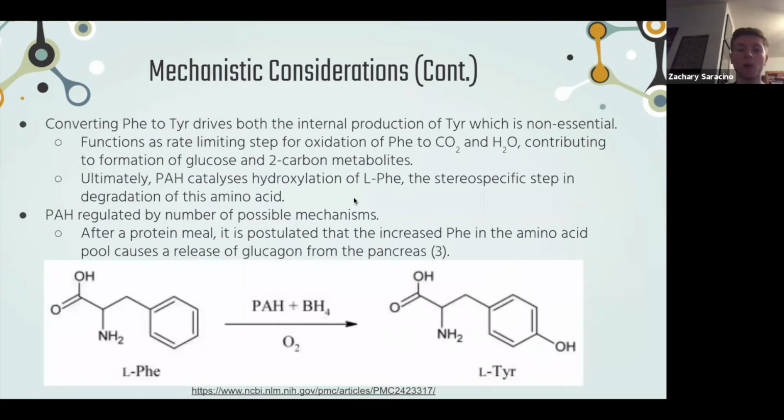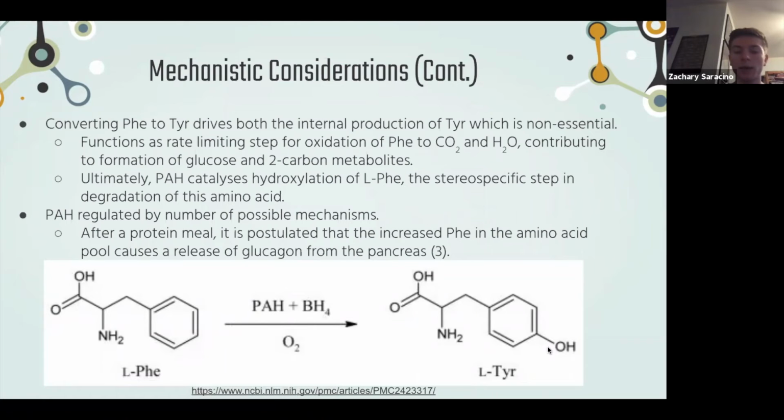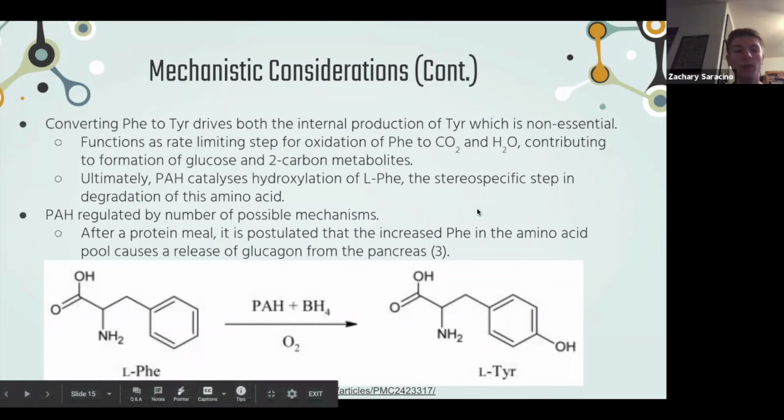And also, it functions as the rate-limiting step for the oxidation of phenylalanine to additional products of CO2 and H2O, which ultimately contributes to the formation of glucose and other 2-carbon metabolites. And this is obviously the main mechanism, where you could see the coordination of the hydroxyl group on the tyrosine is in the para position.